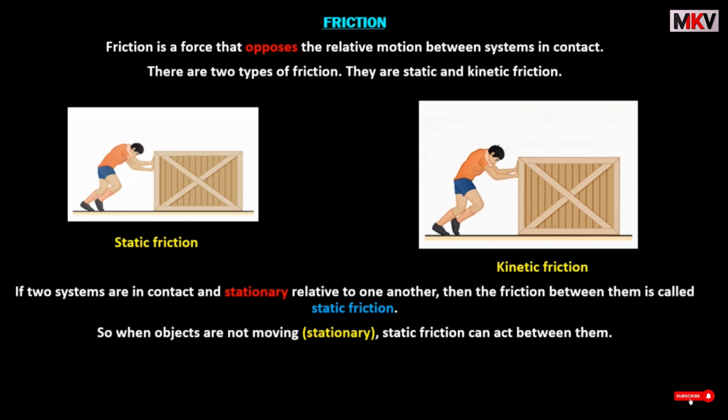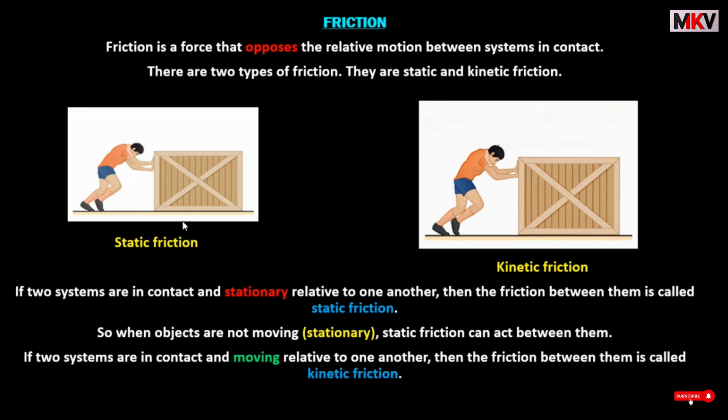An example is when two objects are not moving, static friction acts between them. If you take this box, there's no motion along the ground, so the static friction is holding the box firmly onto the ground. That is static friction. And if two systems are in contact and there's a motion relative to one another, that is, if the box is moving along the surface, as we saw in this video, then there is kinetic friction acting between the box and the ground.